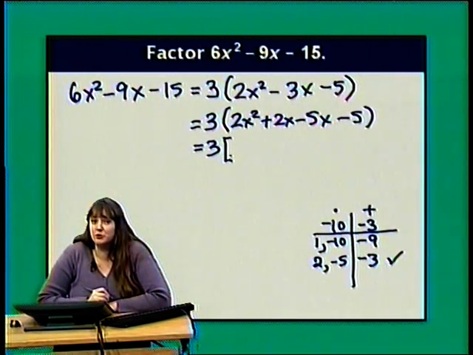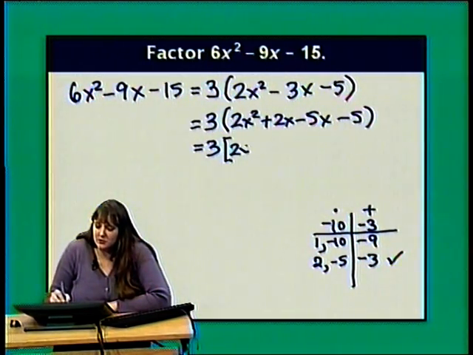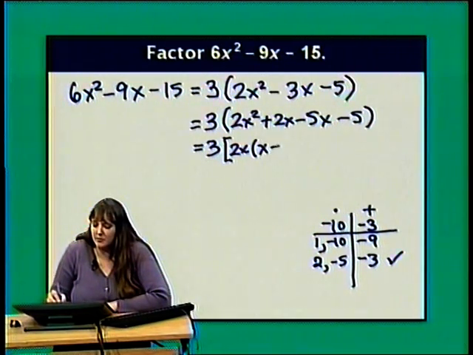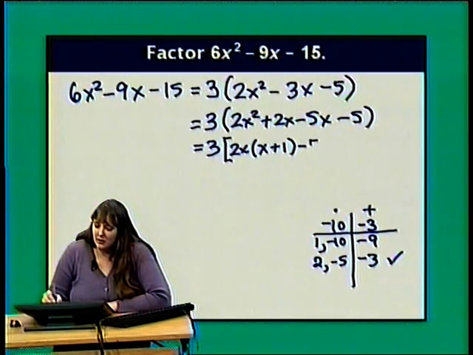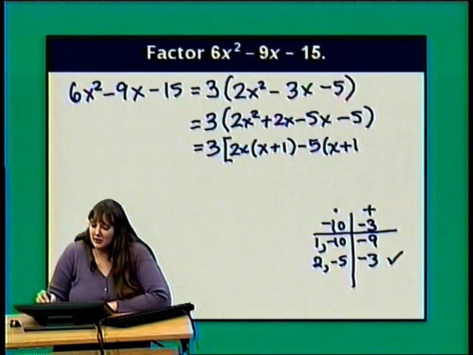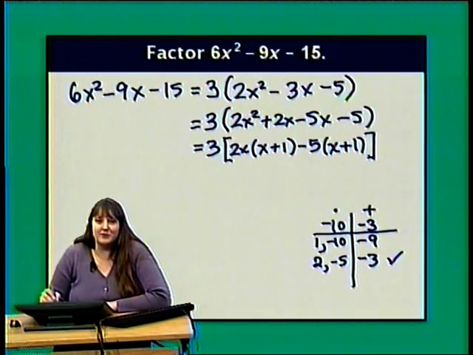Looking at the first two terms in the parentheses, 2x squared plus 2x, those two terms have 2x in common. If I factor out 2x, I leave behind x plus 1. Looking at the last two terms in parentheses, negative 5x minus 5, those have a 5 in common. I'm actually going to factor out negative 5, which is often helpful in factoring by grouping. If I factor out negative 5, I leave behind x plus 1. That's what I wanted, the same binomial factor I got from the first two terms.